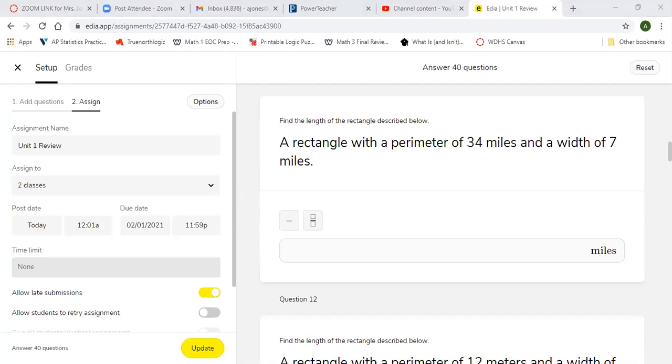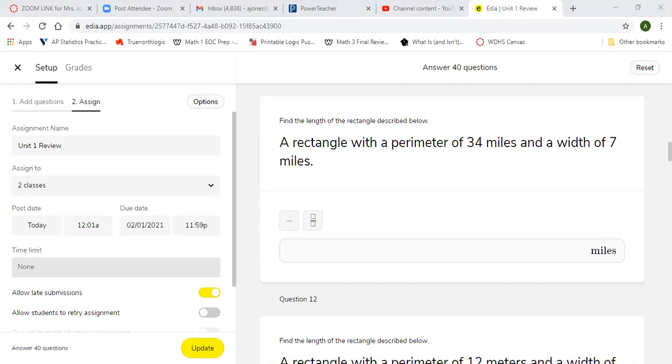Rectangle, perimeter is 34, width is 7. So we made some really easy ones, and we made some kind of hard ones too, okay? It wants to know, find the length. So the perimeter is 34. I told you I usually just put that in the middle. The width is 7, so if the left or the right is 7, the other side is 7.